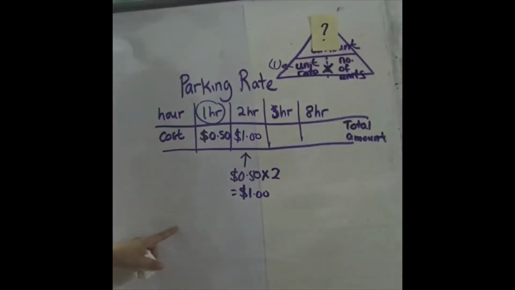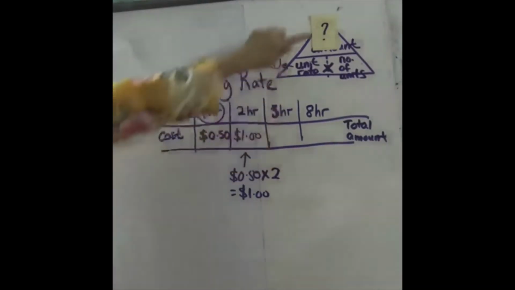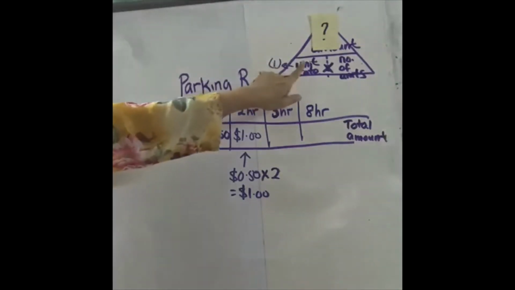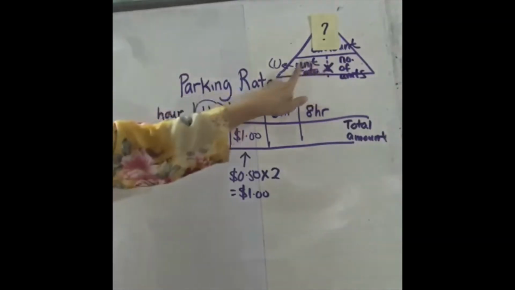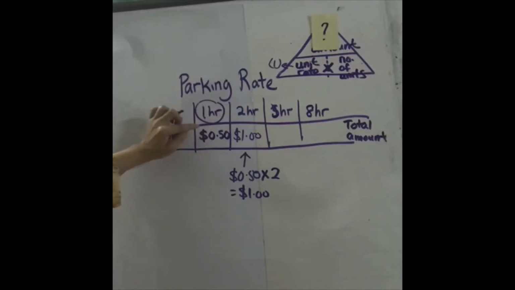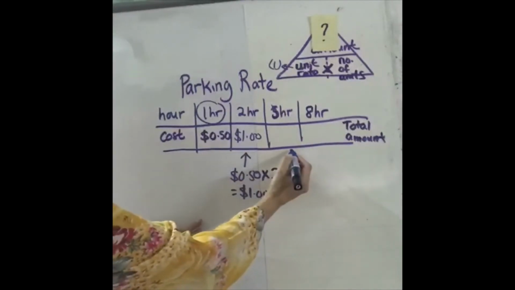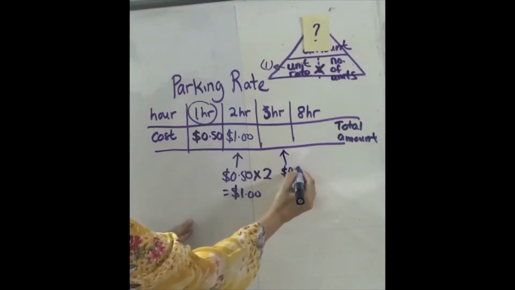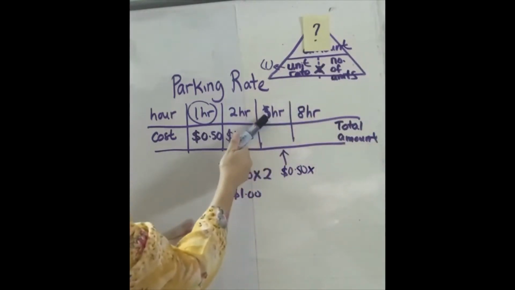Okay. Now let's say 5 hours. For 5 hours you want to find the total amount. So what do we do? Total amount. We have to multiply again. We need to multiply the 1 unit. Let's look at 1 unit. 1 unit is 50 cents. Multiply by the number of units. So here will be the same working. 1 unit is 50 cents. You times the number of units. What's the number? 5.